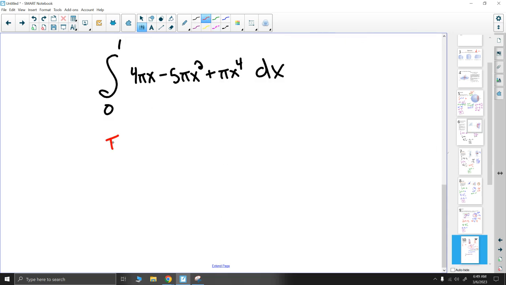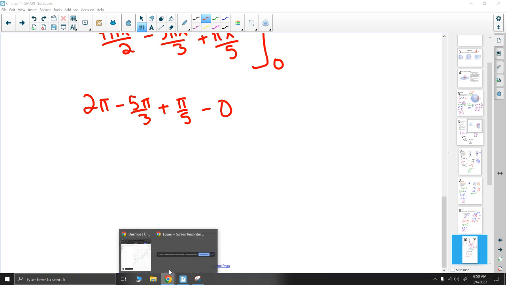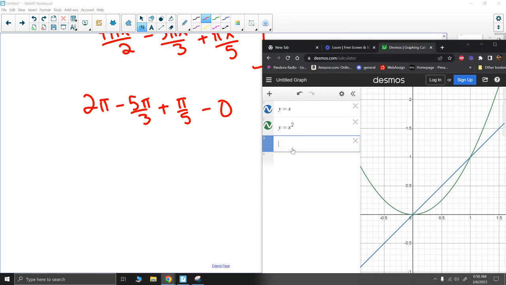Okay, so that would be 4 pi x squared over 2 minus 5 pi x cubed over 3 plus pi x to the fifth over 5. And we're doing this from 1 to 0. So plugging in 1, we have 2 pi minus 5 pi thirds plus pi fifths minus 0. So I'm just going to do that on Desmos real quick, not subject you to my horrible arithmetic in my head. So 2 minus 5 thirds plus 1/5 gives us 8/15 pi.